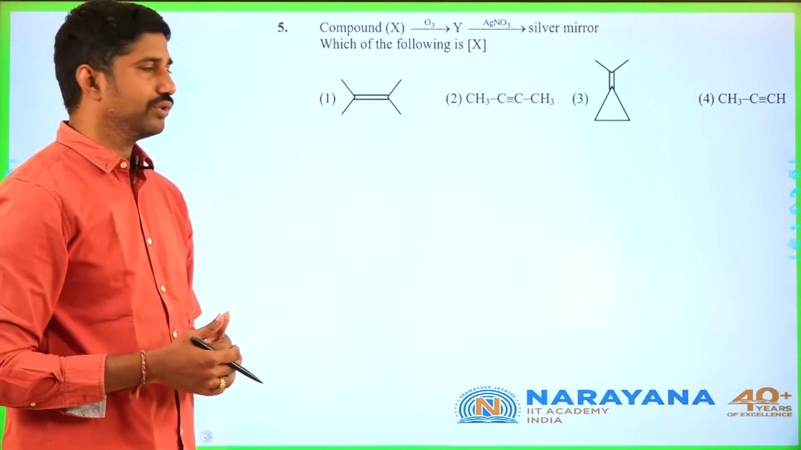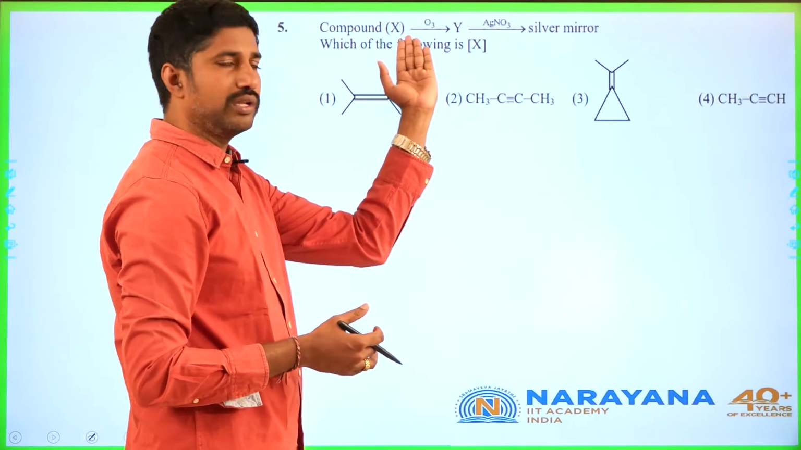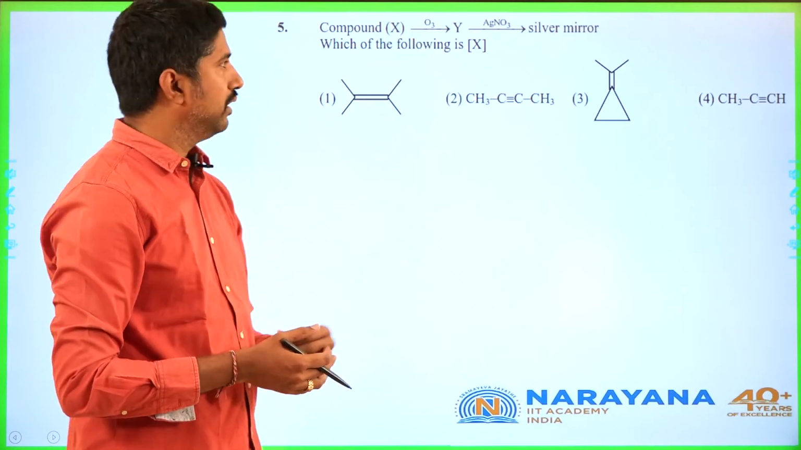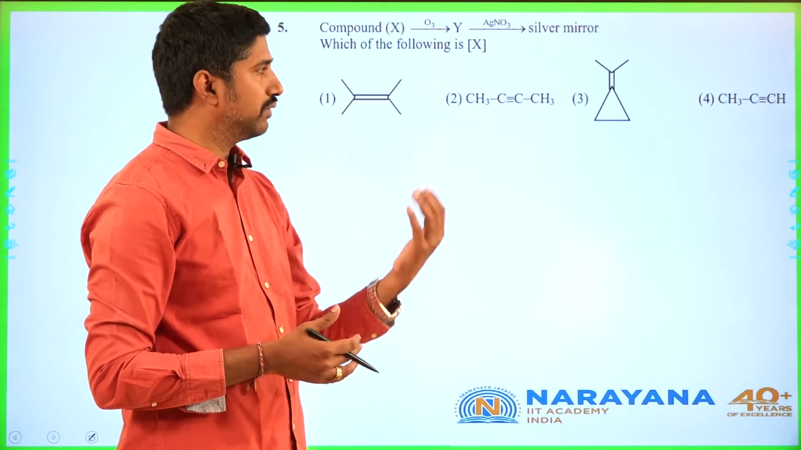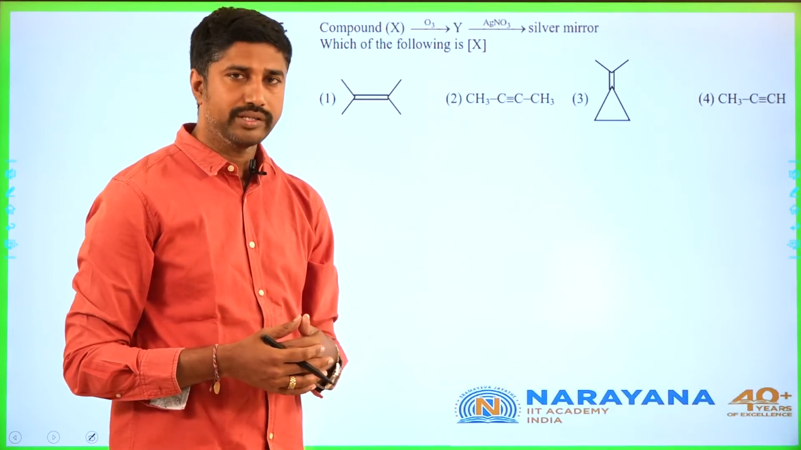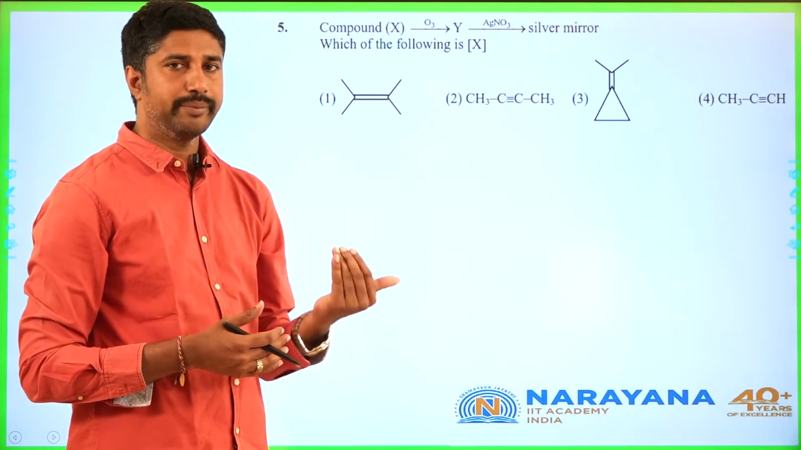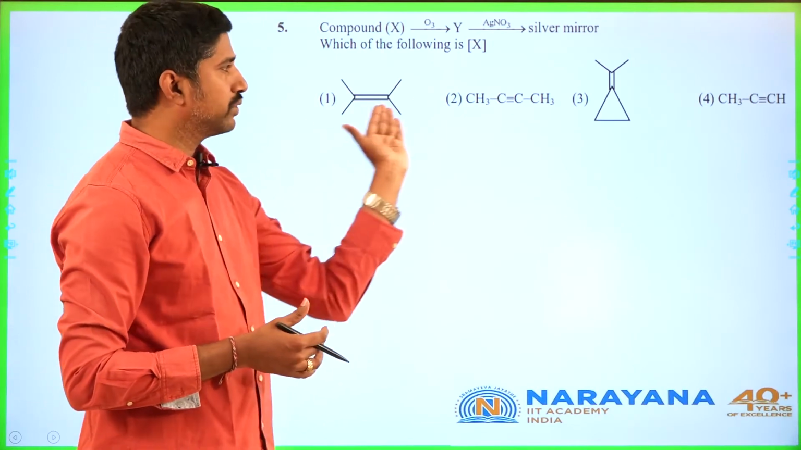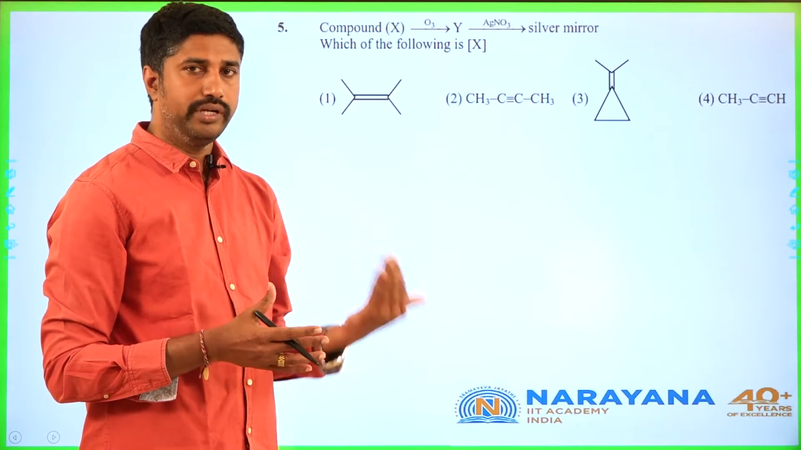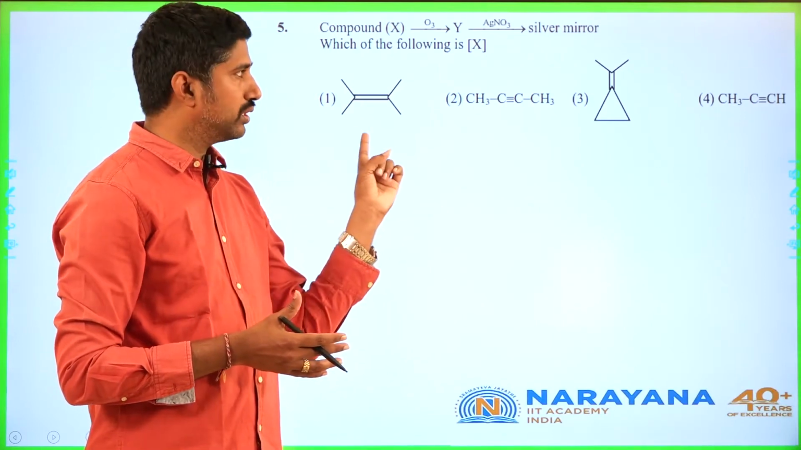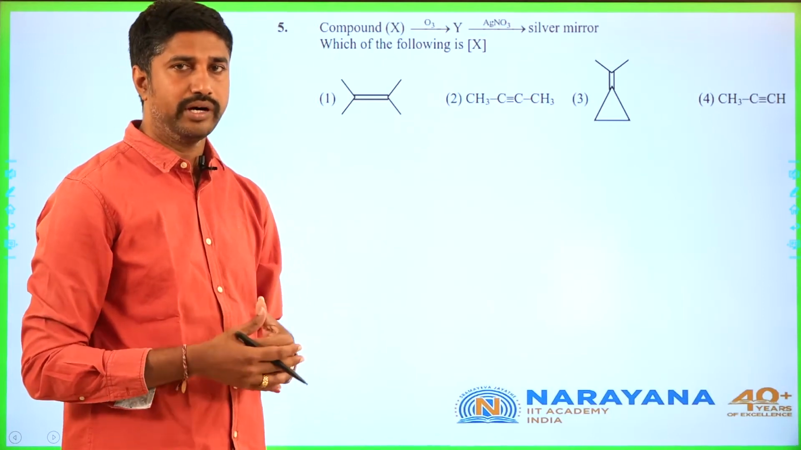And this is the next question, question number 5. Compound X on ozonolysis is giving compound Y, and compound Y on reaction with silver nitrate is giving the silver mirror. The silver mirror test will be given by aldehydes. So which compounds are capable of yielding aldehydes on ozonolysis? Those compounds can definitely give the silver mirror test, and that will be the answer.